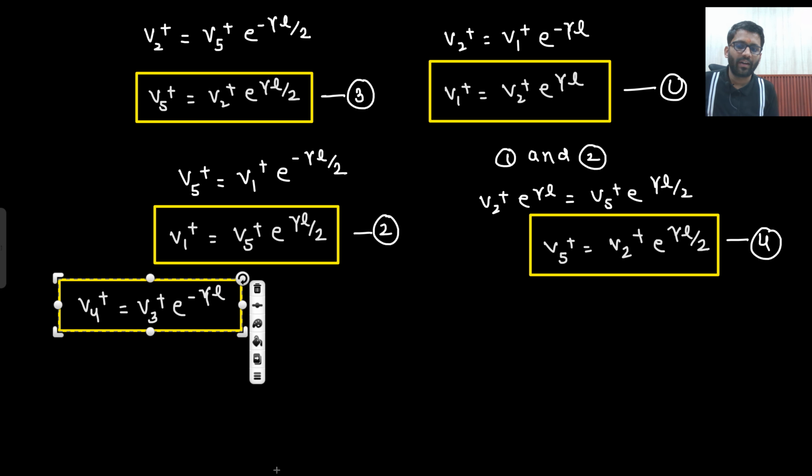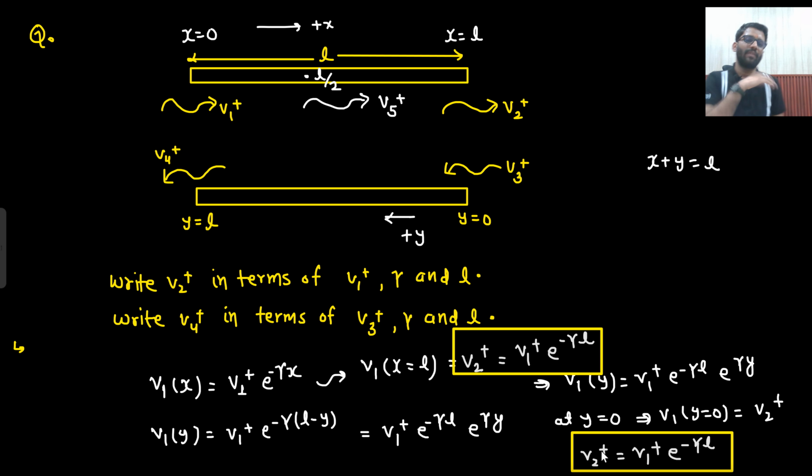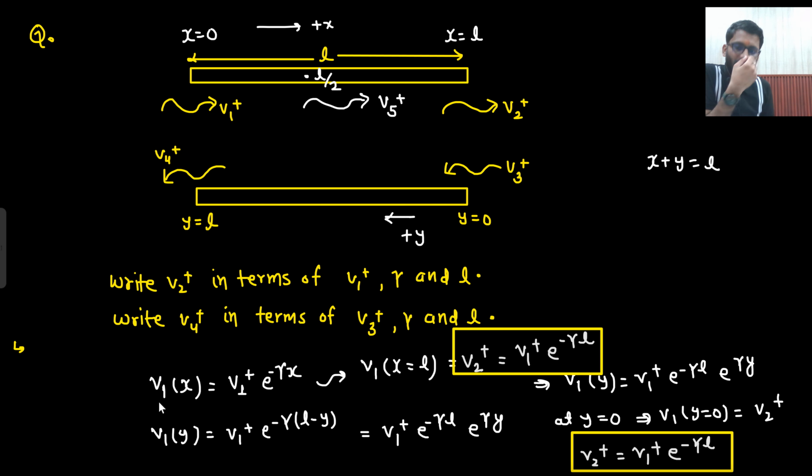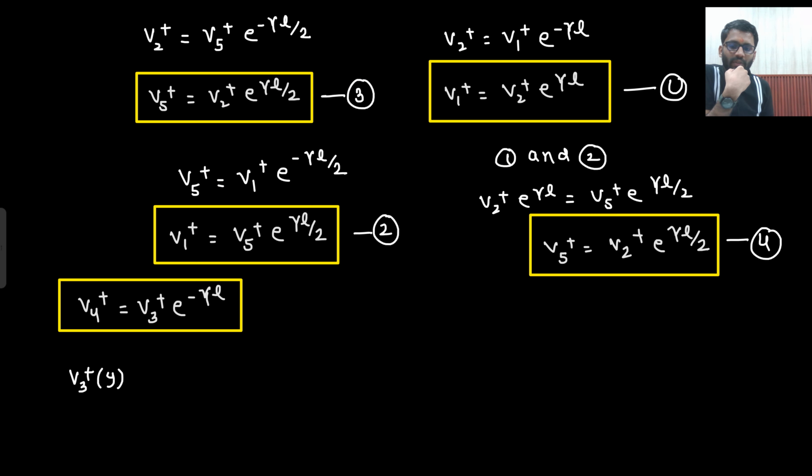Or if you need to write it in terms of equations, how will you write it down? V3 plus is traveling in which direction? In positive Y direction, right? V3 plus is generated at Y equals 0 and it is traveling in positive Y direction. So what can I write? Similarly, here I wrote down V1x, so here I am writing the V3y equation.